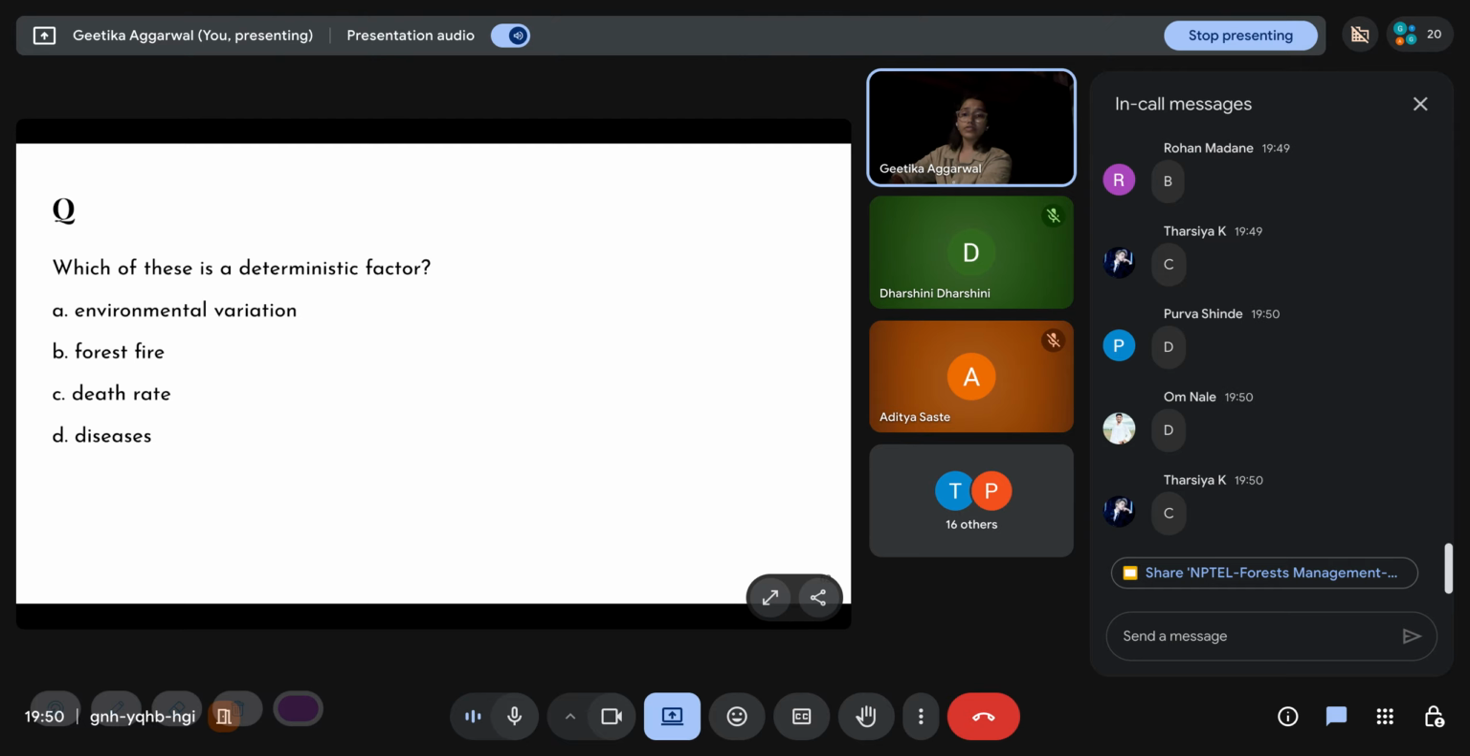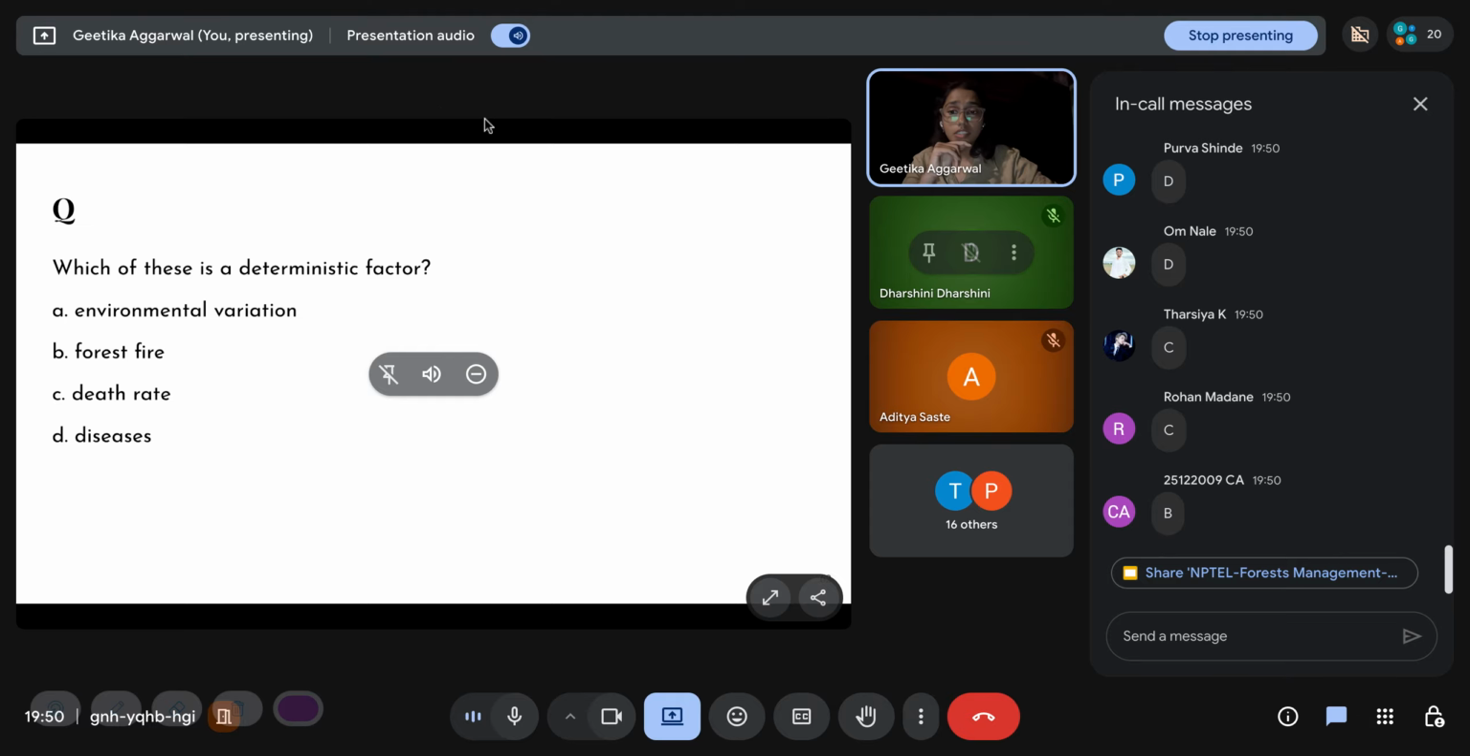There were three deterministic factors we discussed in the last question itself. Some people are saying diseases, some of you are saying forest fire, and some of you are saying death rate. So, what do you think is a deterministic factor? Environmental variation, forest fire, death rate, or diseases?